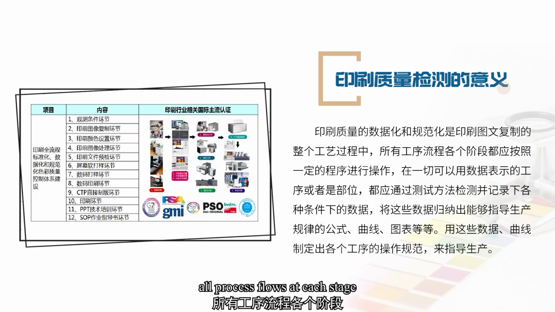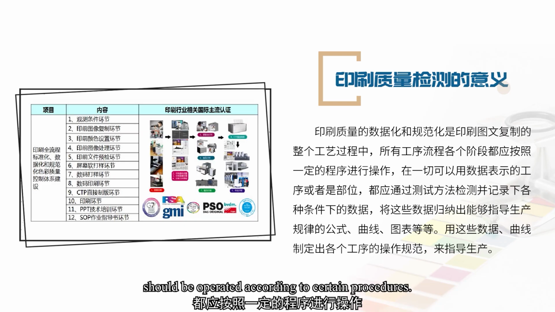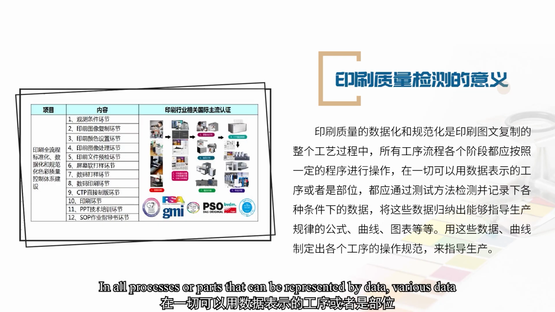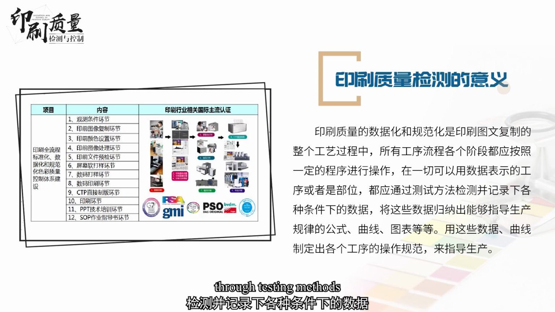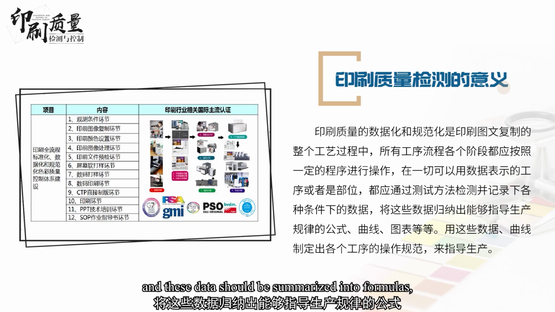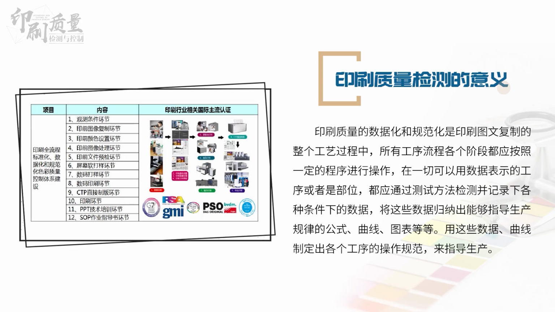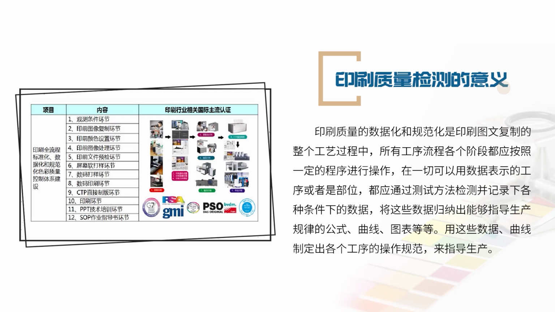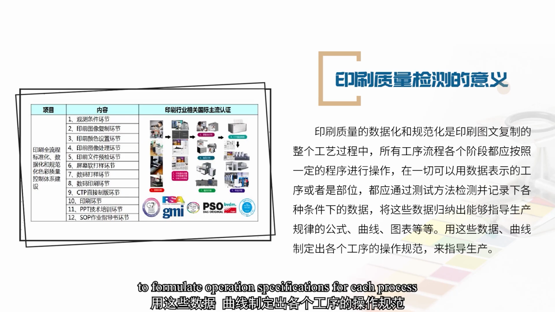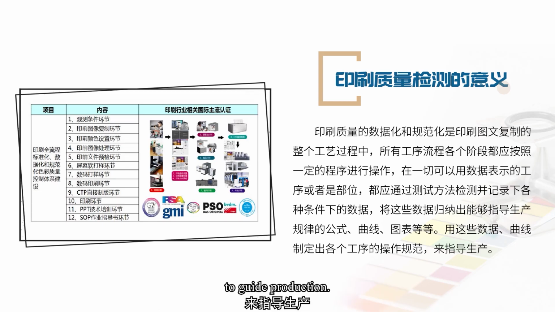all process flows at each stage should be operated according to certain procedures. In all processes or parts that can be represented by data, various data under different conditions should be detected and recorded through testing methods. And these data should be summarized into formulas, curves, charts, etc. that can guide production laws. Use these data and curves to formulate operation specifications for each process to guide production.